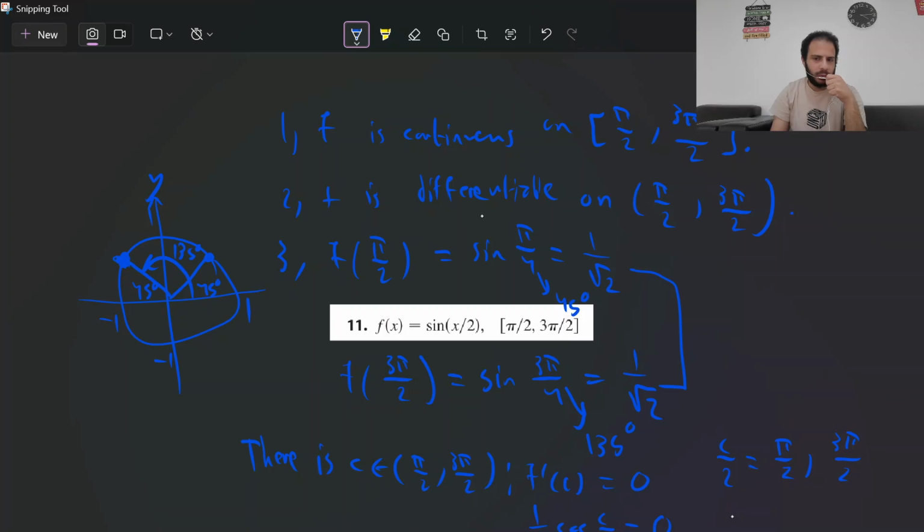Multiply both sides by 2. You have c equals pi, and c equals 3 pi. Which solution will I take here? Pi. Just pi. Okay. Because 3 pi is not in the open interval. 3 pi is large. Pi is good.